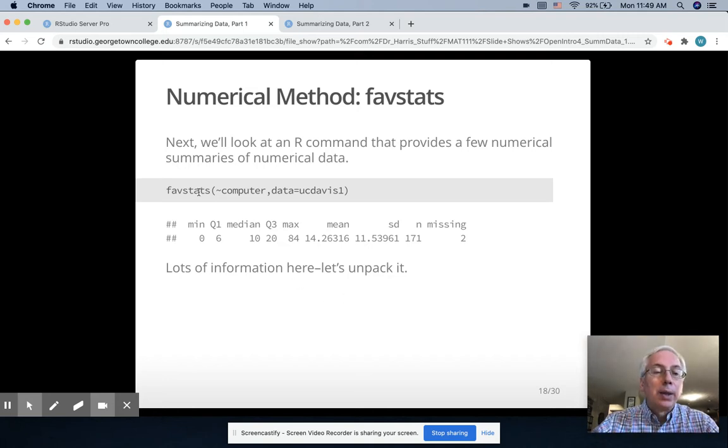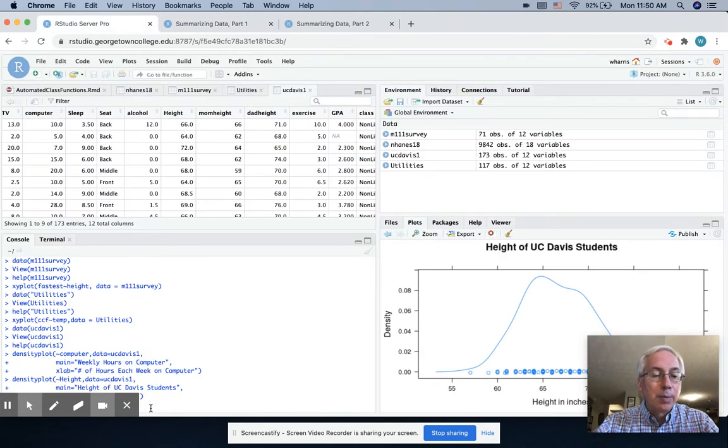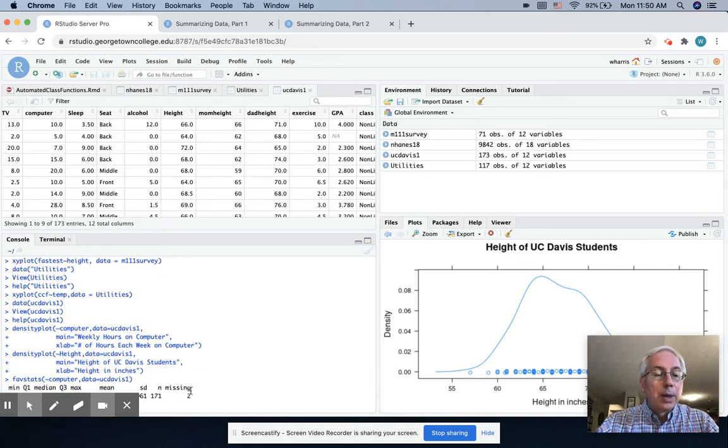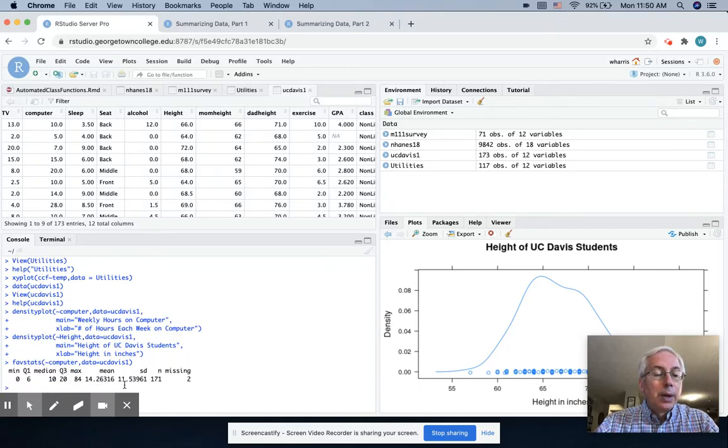And so let's run favstats on the computer data. And we'll see we get the same output that we do on the slideshow. So we get a set of numbers, and we'll take the next few slides to describe these numbers.